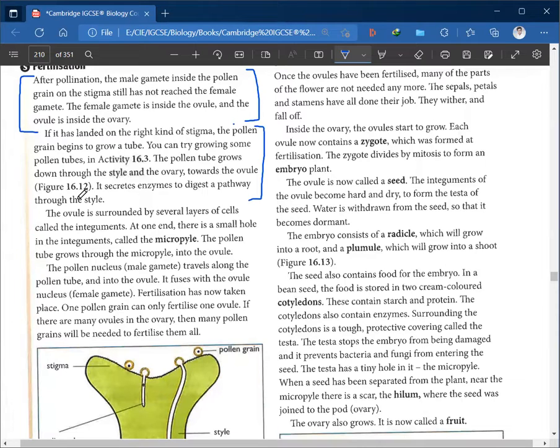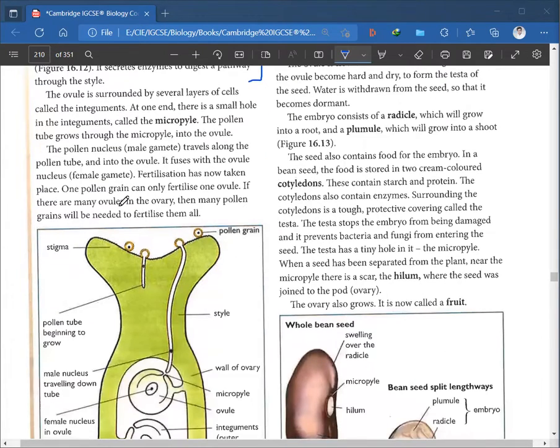If it has landed on the right kind of stigma, the pollen grain begins to grow a tube. You can try growing some pollen tubes in activity 16.3. The pollen tube grows down through the style and the ovary towards the ovule. In figure 16.12, it secretes enzymes to digest a pathway through the style.